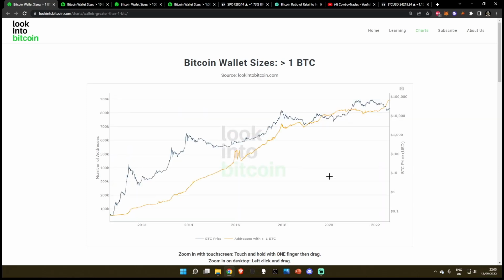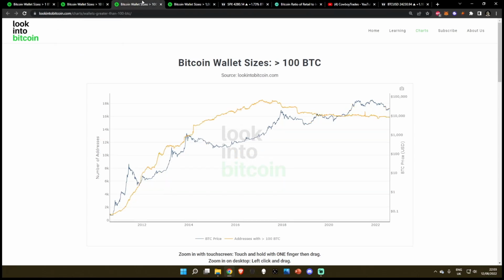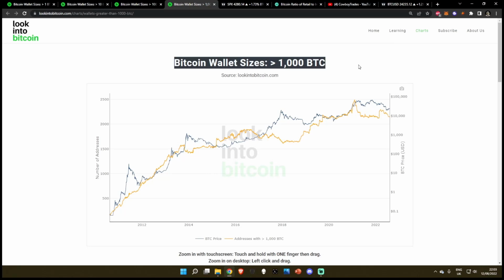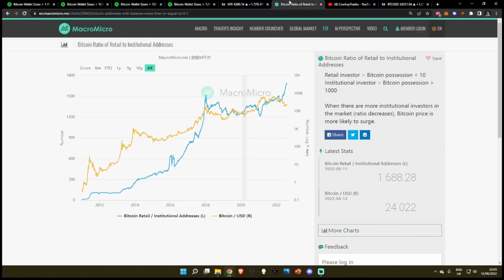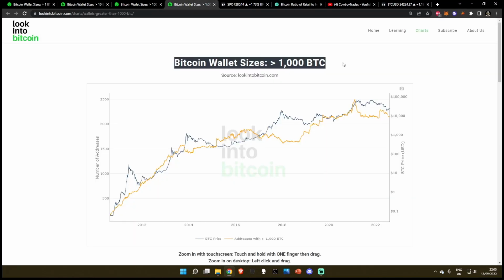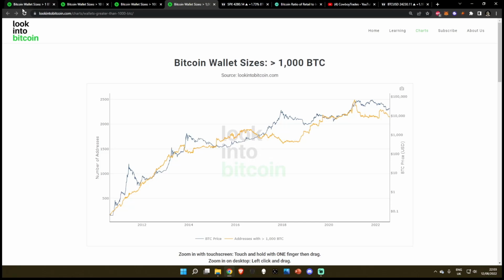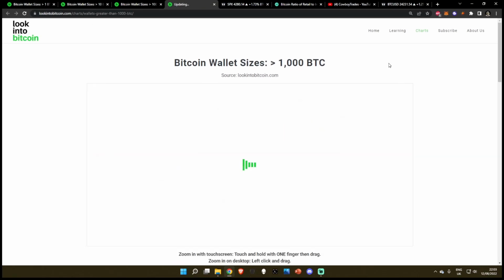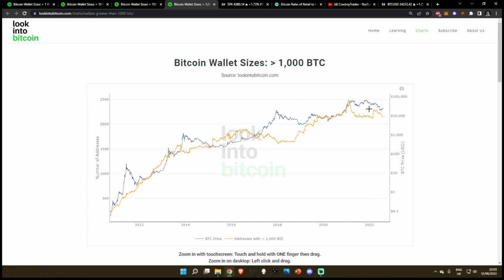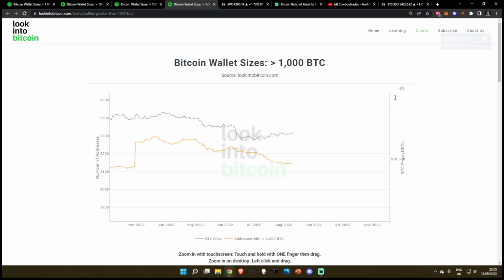It's very, very arbitrary looking at Bitcoin wallet sizes with 1 BTC, 10 BTC, and there's just not a lot of data going on with our 100 BTC. But the wallets, the whales, are classified as whales when you're looking at the Bitcoin retail to institutional ratio. A lot of people consider that if you've got more than 1,000 BTC, then you should be a whale, and this is what I'm referring to. What are they doing right now as the price moves to the upside? They're more or less selling or stagnating.